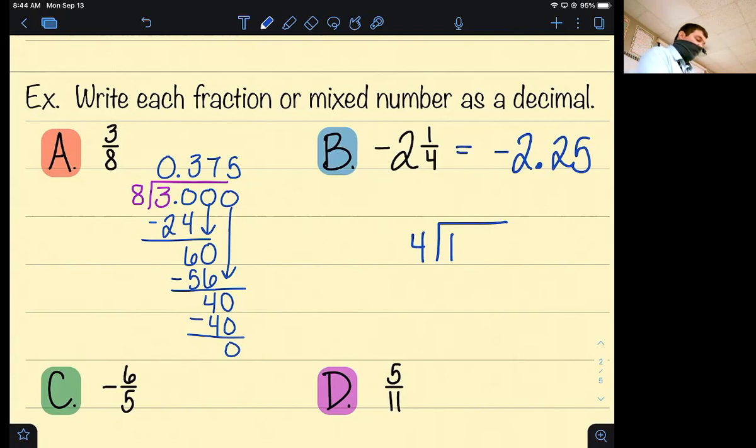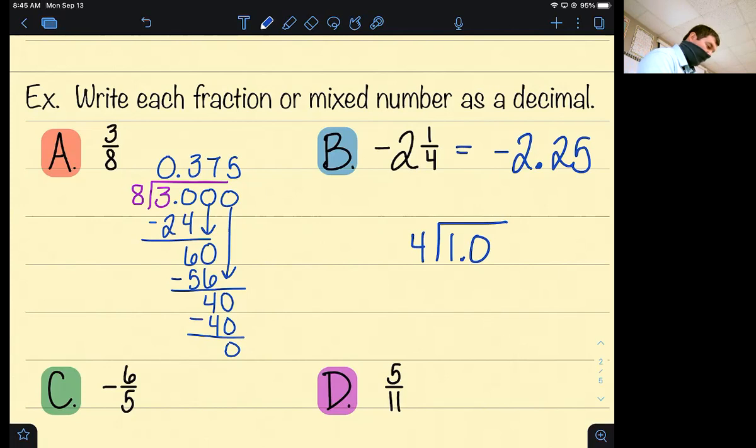Okay, so we're going to put the top number inside the box, bottom number outside the box. The bottom number, the 4, is the number we're dividing by. So does 4 go into 1? Nope. So what I'm going to do is make 1 into 1.0. 1.0 is the same number, so I haven't changed the problem, but what I've allowed myself to do is now do 4 into 10 instead of 4 into 1. How many times does 4 go into 10?